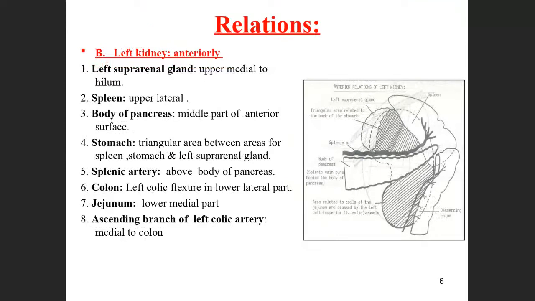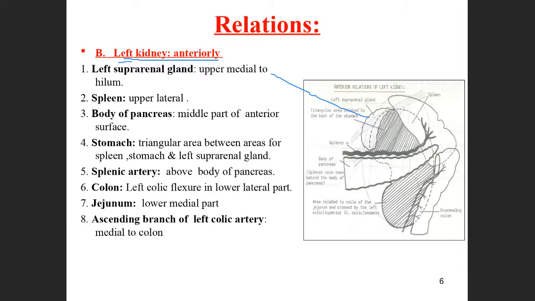Next, see this diagram. It is not similar, it is different from the right side. The anterior relations of the left kidney. What are the anterior relations? So first one is, as already told, the left suprarenal gland.